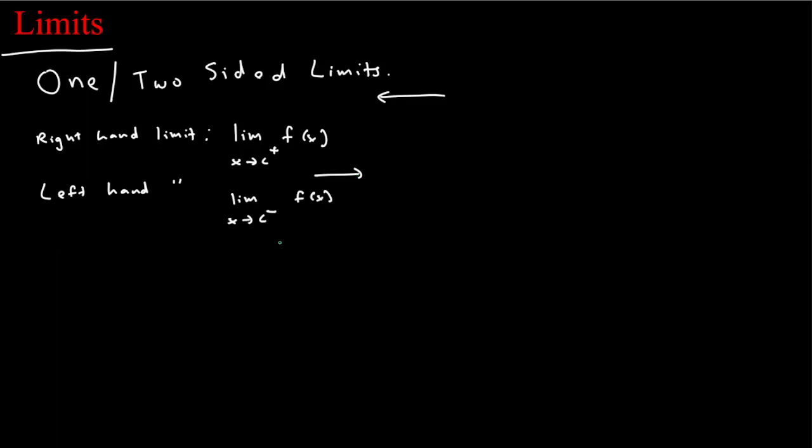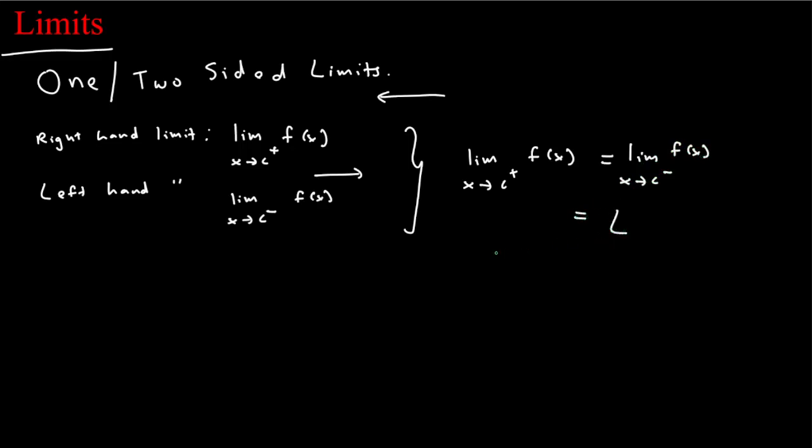And basically, we're told that whenever these two one-sided limits are the same, so the limit as x tends to c from the right side is equal to the limit as x tends to c from the left side, which is equal to some L, that means the limit as x tends to c exists, and that's equal to L.